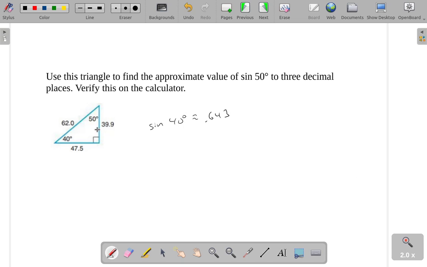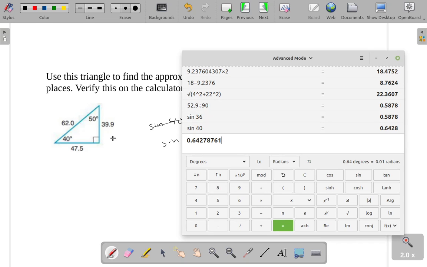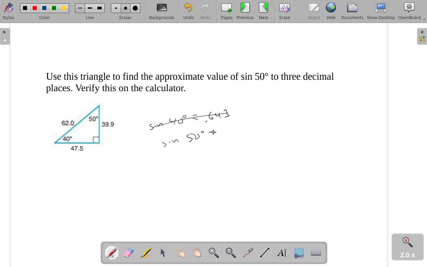However, if we're trying to use this particular triangle, oh, this is supposed to be the sine of 50 degrees. So let me do that one instead. Sine of 50 is 0.766. So that's what the sine of 50 degrees should be.